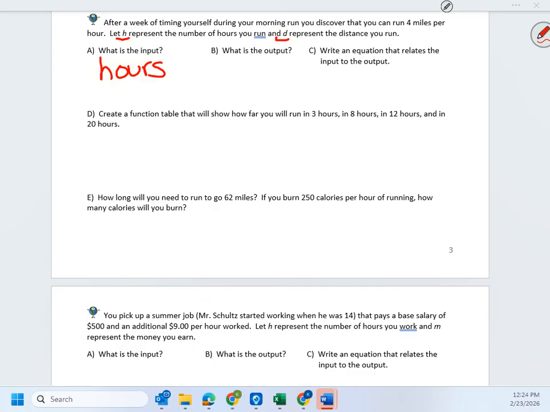Our output then would be what? If our input is the hours, what's the output going to be? The distance. That is the D. Now we need to write an equation that relates that input to the output. You know how we had Y equals something, so that output is always what it equals: D equals, so that's the output.